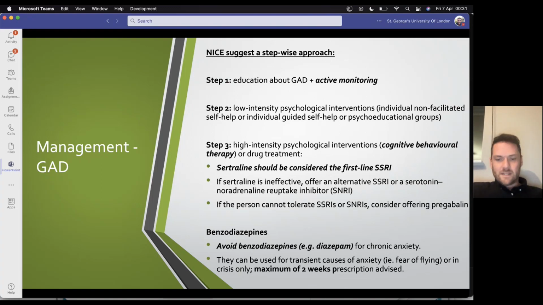Benzodiazepines, so diazepam is the big one. You might have had friends or known people who get panic attacks, or who for flying have been prescribed diazepam. Just generally, doctors don't like prescribing diazepam at all. So if you see it in a question, it's a no.